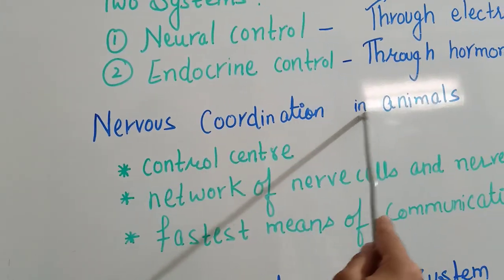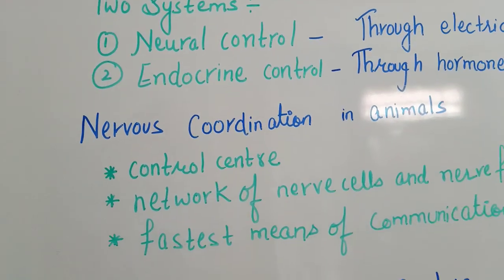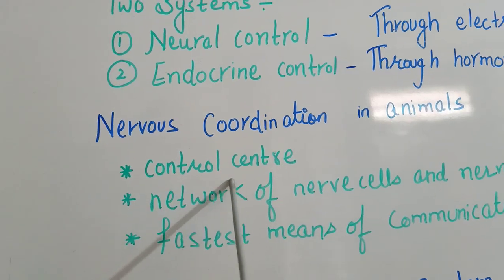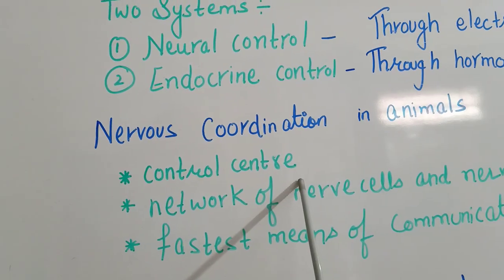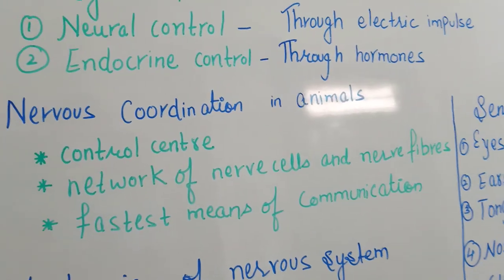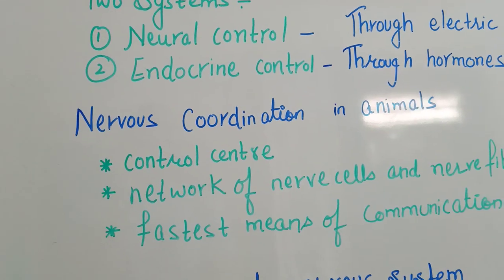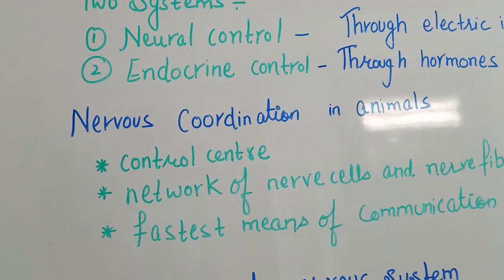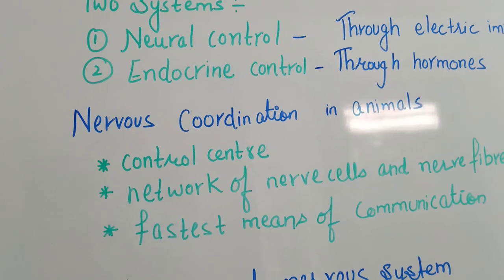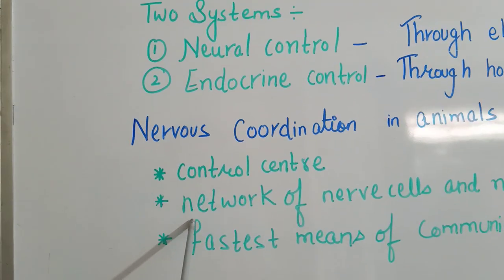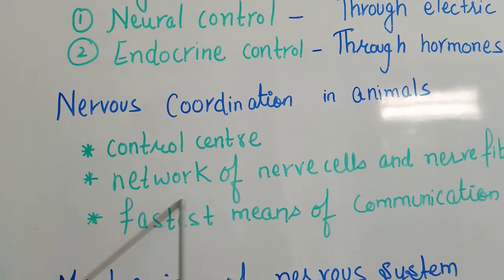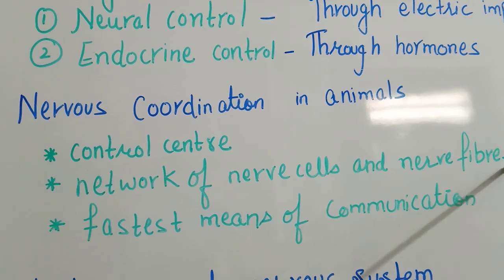Now, nervous coordination in animals. What are the components of the nervous control? We will discuss. Nervous control is the main control center of the body. Mainly our nervous system is made up of two main parts, CNS and PNS. CNS is the central nervous system, which mainly consists of the brain and spinal cord. The other is the PNS, also known as the peripheral nervous system, which forms a network of nerve cells and nerve fibers.